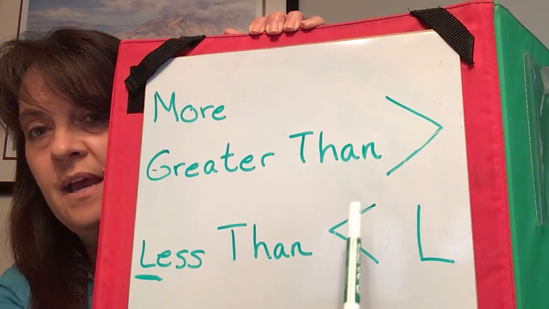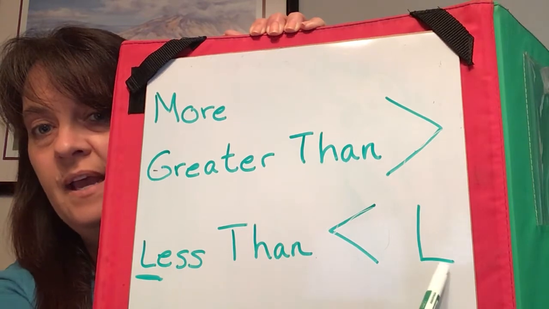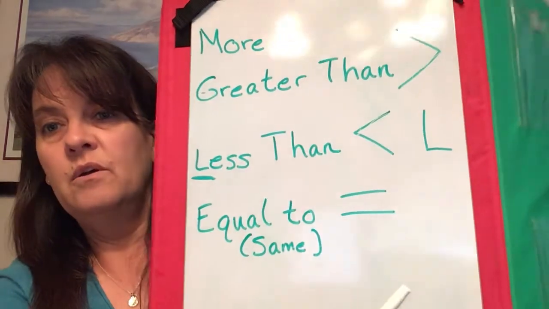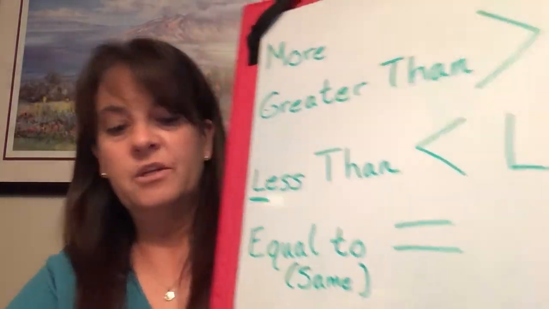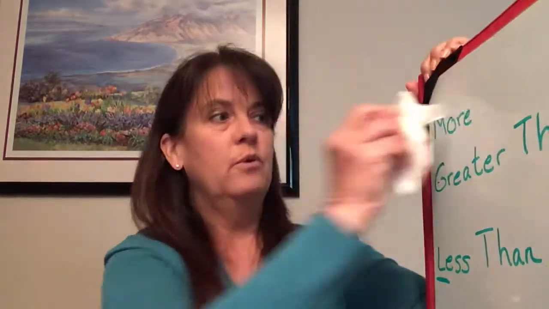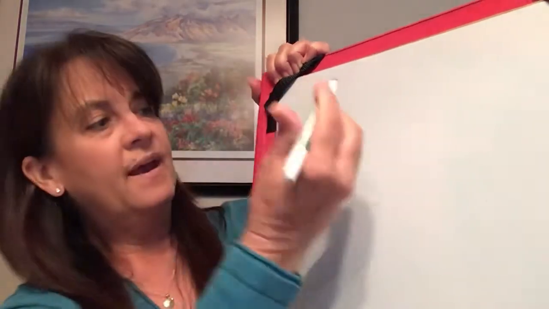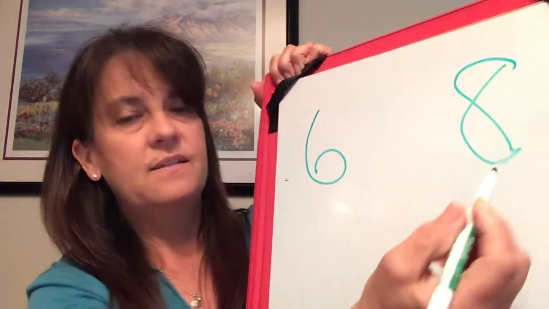side, but how you know it's less than is it's shaped almost like an L, and that's what less starts with. And now we have equal to, or the same as. So I'm going to do a few problems for you, and I'm going to show you some examples. We'll start off with a few numbers. We have 6 and we'll say 8.